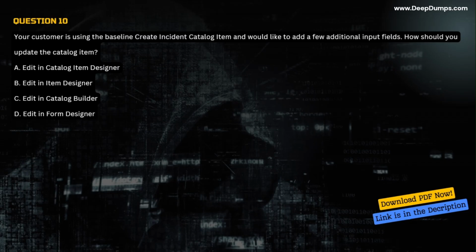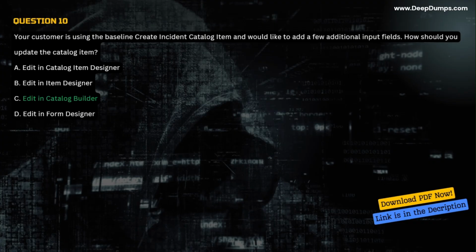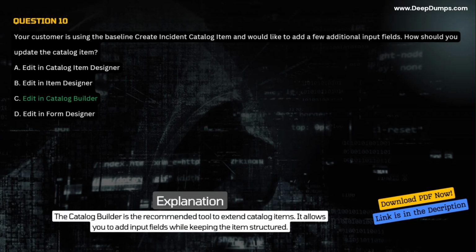Edit in Catalog Builder. D. Edit in Form Designer. Correct answer C. Edit in Catalog Builder. Explanation. The Catalog Builder is the recommended tool to extend catalog items. It allows you to add input fields while keeping the item structured.